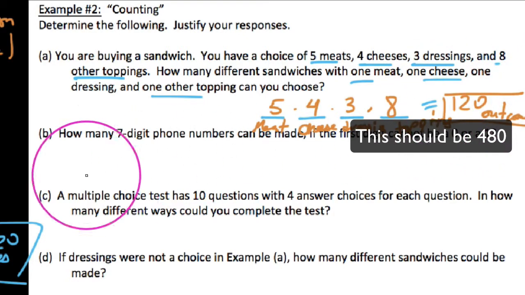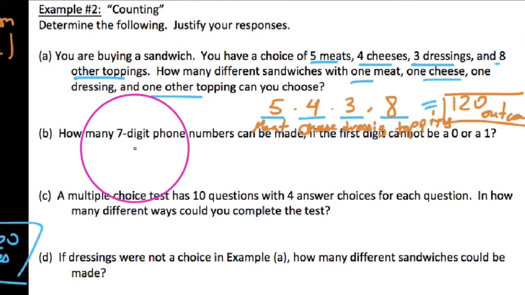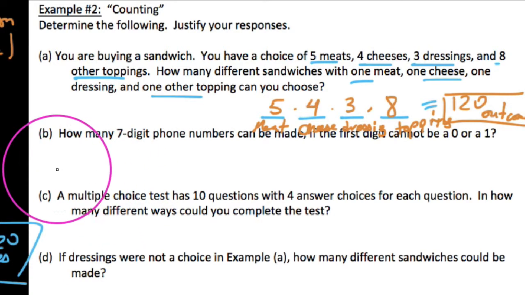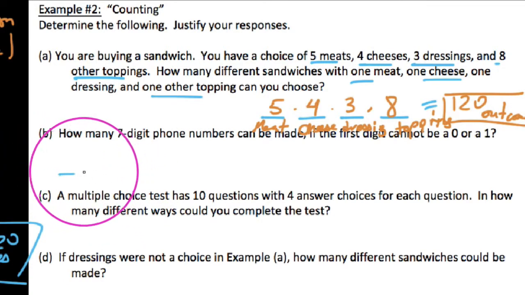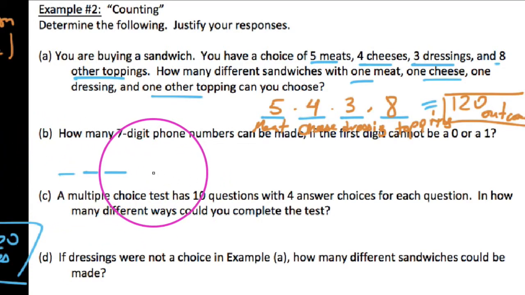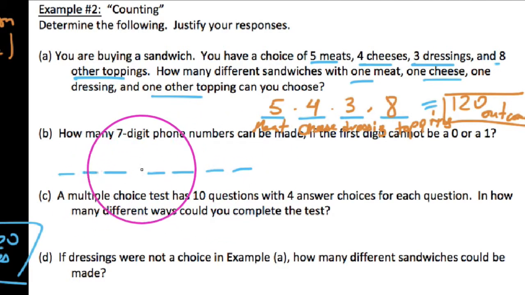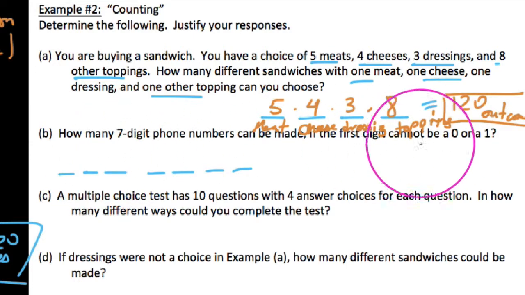Okay. Likewise, if we look at letter B here, it says how many different 7-digit phone numbers can be made if the first digit cannot be a 1 or a 0. So again, let's go ahead and write out the places for our digits here. We say our prefix code here, maybe not a prefix code, but the first three numbers, and we say 1, 2, 3, 4, these numbers here. How many ways could this happen?